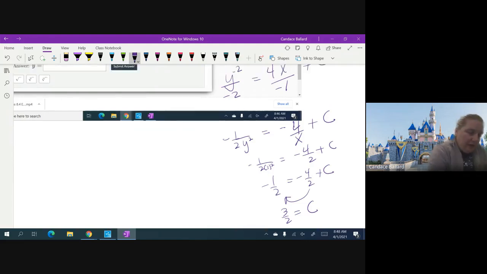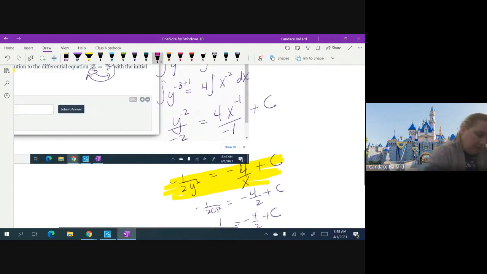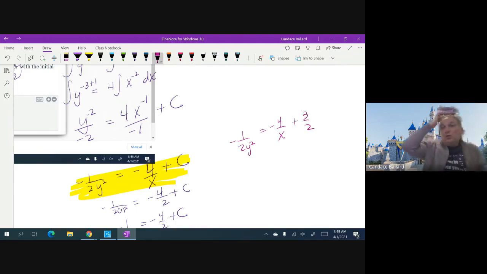From there, I need to go back to this line right here. Actually, I'm going to go to the line before you plugged in, right? And I'm going to plug my c into that, which was the 3 halves. So negative 1 over 2y squared equals negative 4 over x, and then it was plus 3 halves. Our goal now is to get y by itself, okay?